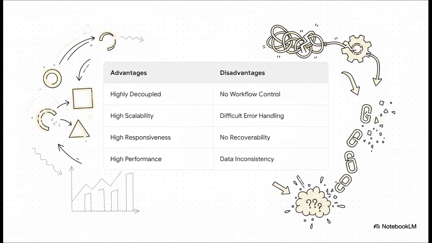On the one hand, the benefits are huge. You get components that are highly decoupled, which leads to amazing scalability, responsiveness, and performance. But look at the other side of the coin. You give up any kind of central workflow control. Handling errors gets a lot harder, and there's no easy undo button to recover a failed transaction. You're making a deliberate trade. You are sacrificing control for speed and scale.